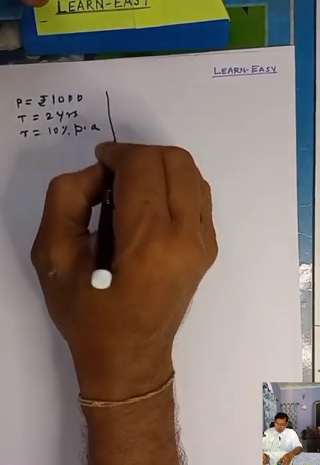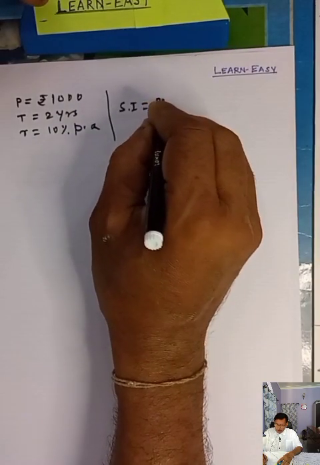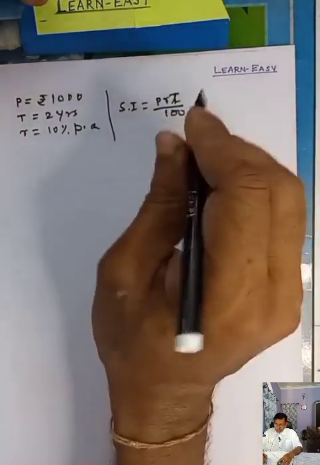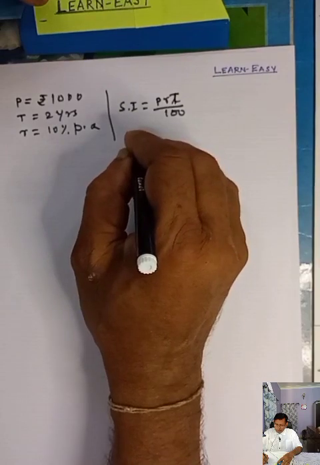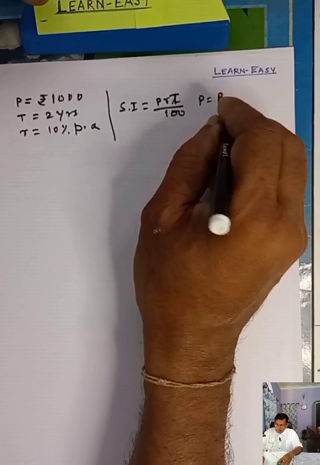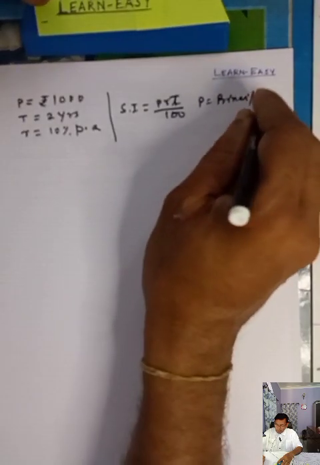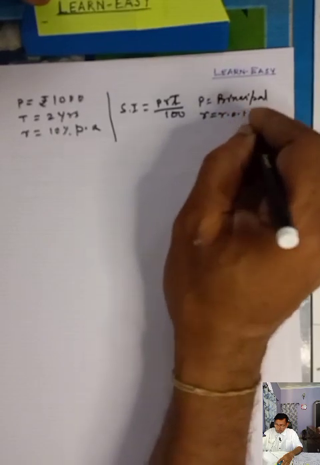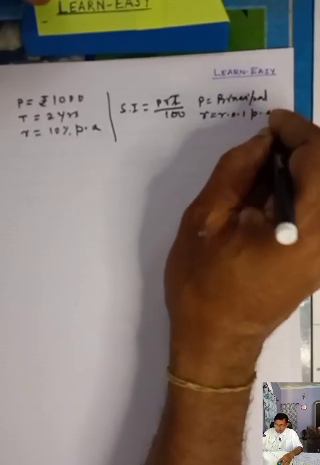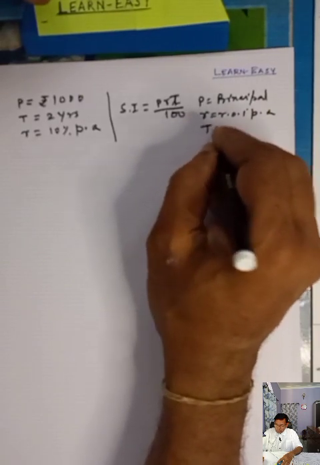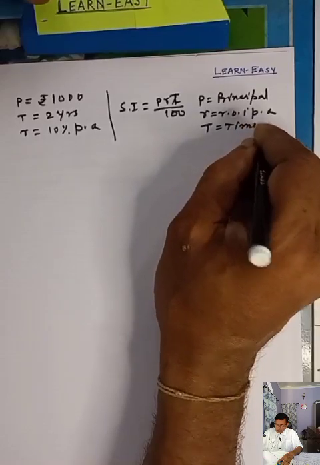Then what will be simple interest? Simple interest is equal to P R T divided by 100. Here P is equal to principal, R is equal to rate of interest per annum, T is equal to time in years.